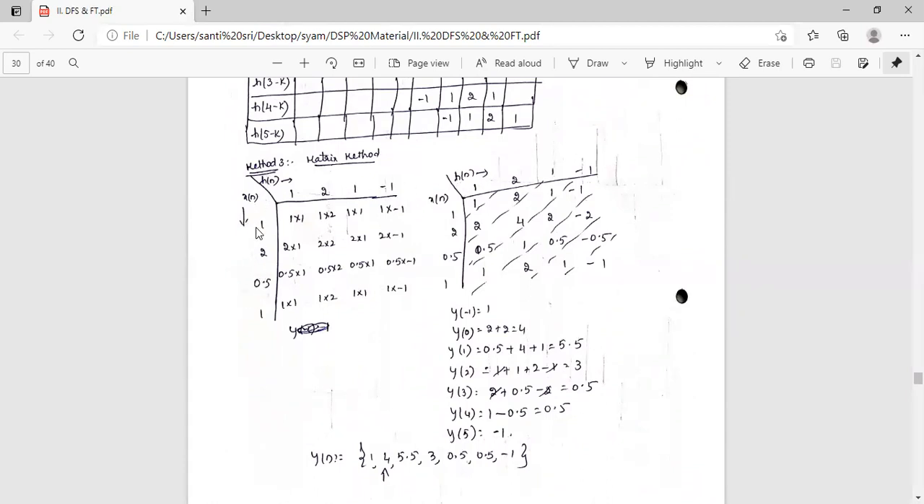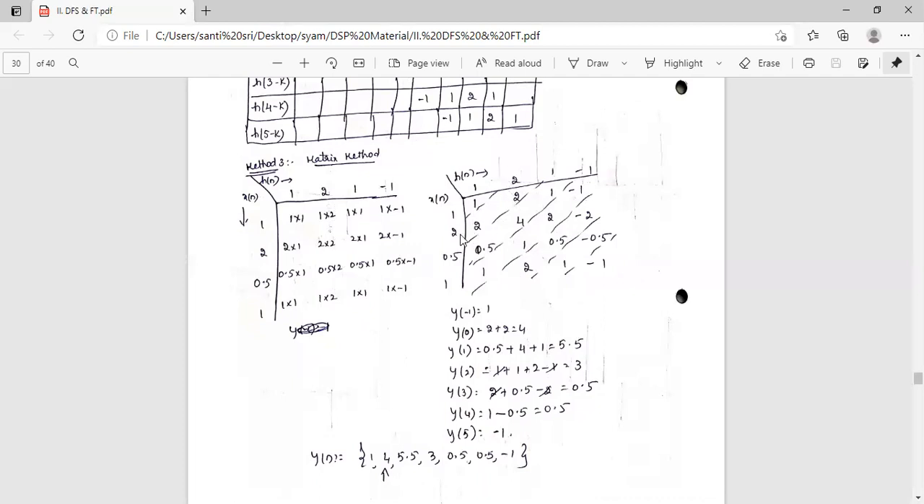like this. X of n values are given 1, 2, 0.5 and 1, and h of n values are 1, 2, 1 and minus 1. So by simply multiplying these two: 1 into 1, 1; 1 into 2, 2; 1 into 1, 1; 1 into minus 1, minus 1. Then 2 into 1, 2; 2 into 2, 4; 2 into 1, 2; 2 into minus 1, minus 2. Next 0.5 into 1, 0.5; 0.5 into 2, 1; 0.5 into 1, 0.5; 0.5 into minus 1, minus 0.5. Next 1 into 1, 1; 1 into 2, 2; 1 into 1, 1; 1 into minus 1, minus 1. So these are the values after multiplying x of n and h of n.